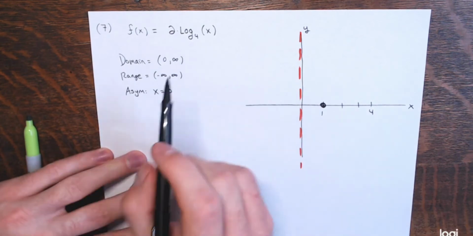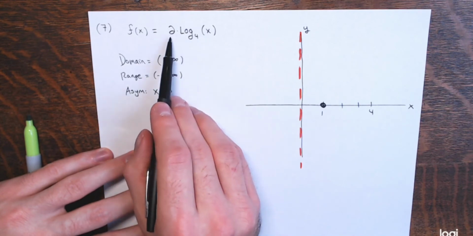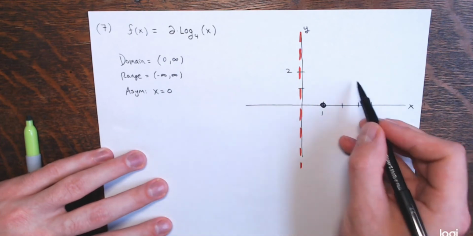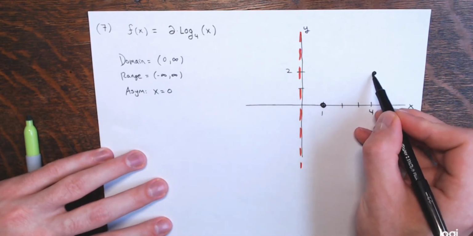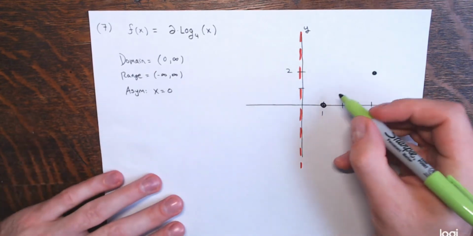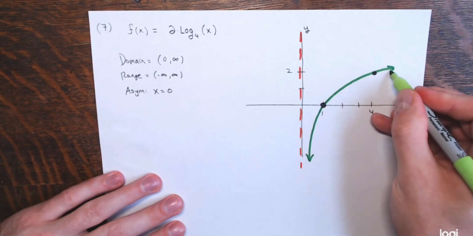So 1, 0 is still on the graph. If I plug in 4, the log base 4 of 4 is 1. But then don't forget the times 2 would be 2. So if I plug in 4, the output would be 2. You get 4, 2. And again, I'm seeing there's an increasing function here with the y-axis as a vertical asymptote. So something like that is this graph.